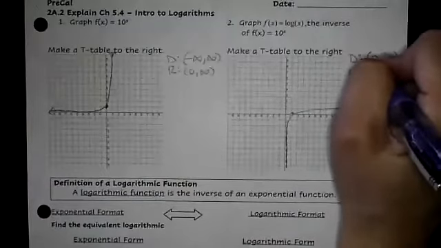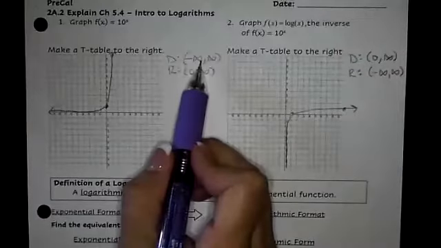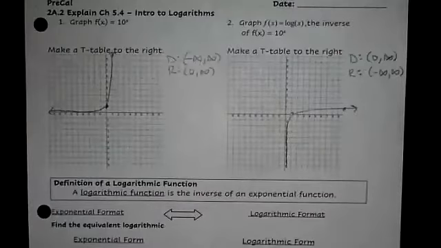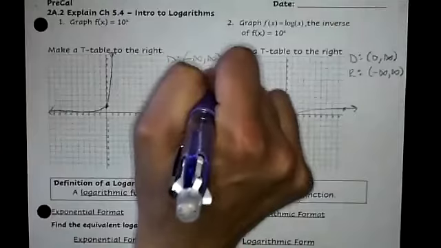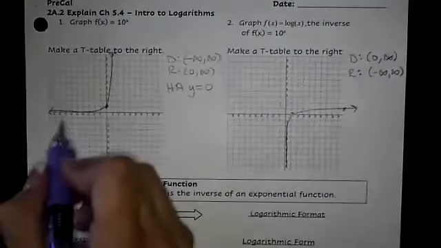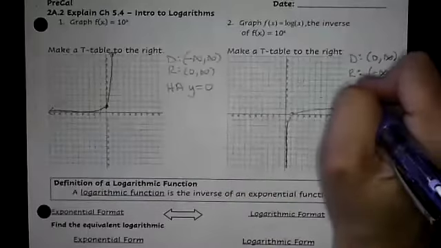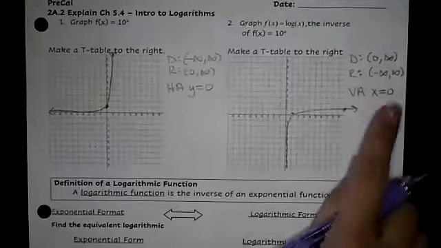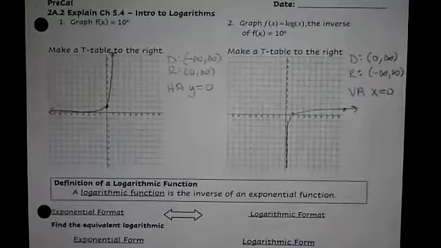For our range, it is all real numbers. These are inverses, so notice that they switched. The domain here became the range, and the range became the domain. Our exponential here had a horizontal asymptote at y equals 0. Our logarithmic has a vertical asymptote at x equals 0. And remember, we do have to write the x and y equals because that's a vertical line or a horizontal line.